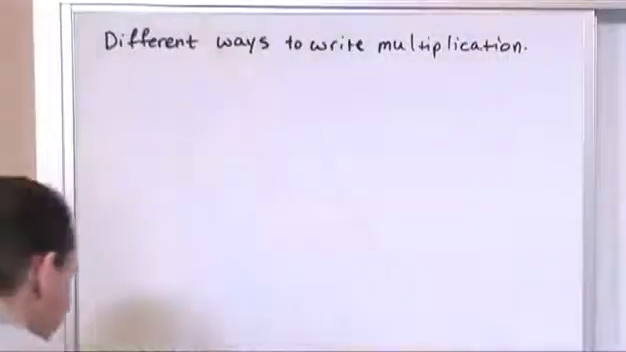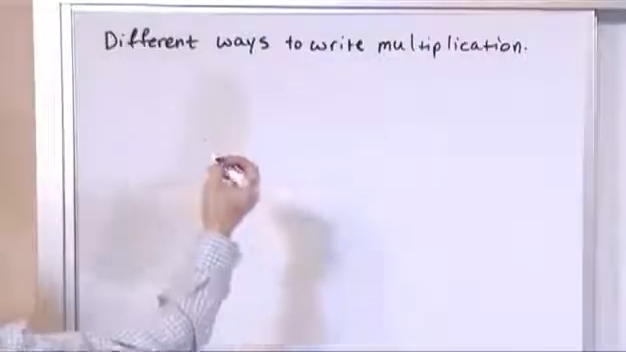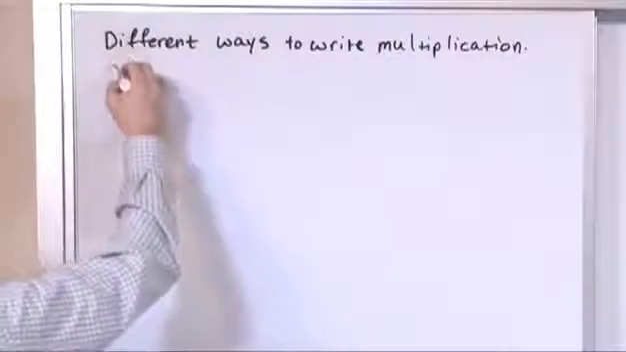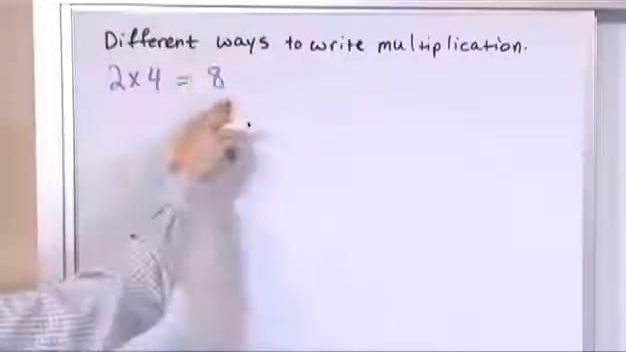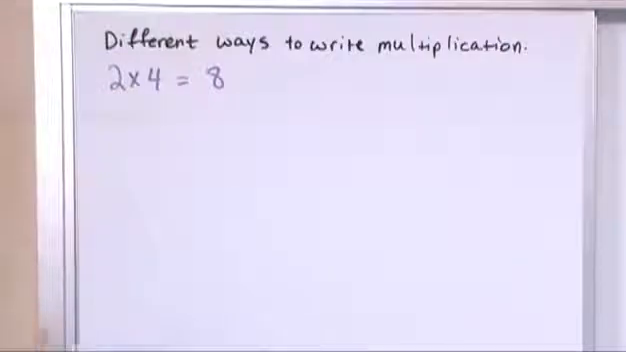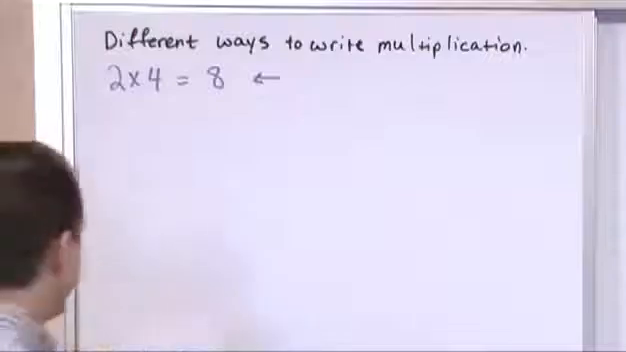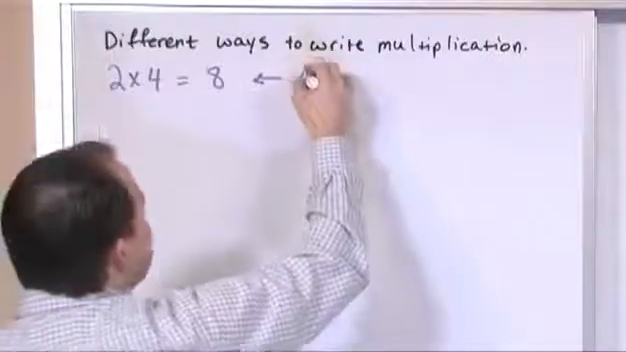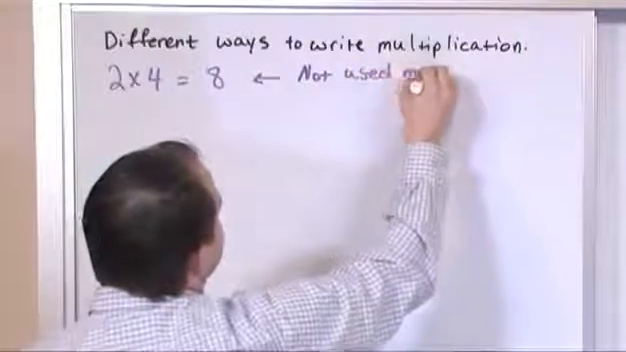There are a couple different ways that you've probably seen in your book to write multiplication. The first way is the way that you've been doing all your life. So 2 times 4 will equal 8. 2 times 4 is 8. This little x here means multiplication, right? Well, it turns out that you're not going to use this way very much. I'm just putting it on the board for completeness here. So I'm going to say not used much.